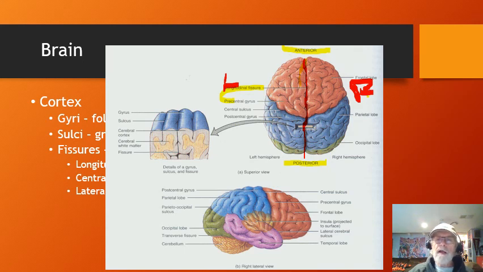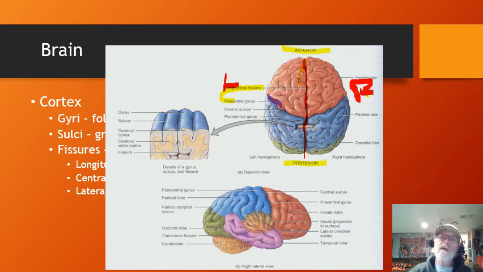Okay, they pretty much mimic each other, but we'll talk about some of the differences much later on down the road. So that's my longitudinal fissure. Then we also have a fissure that comes from side to side. Let me use a different color here, maybe purple.